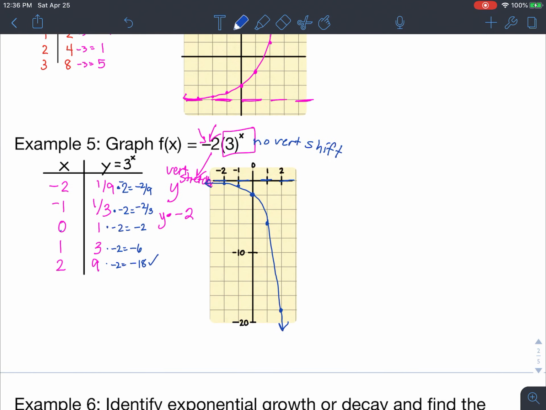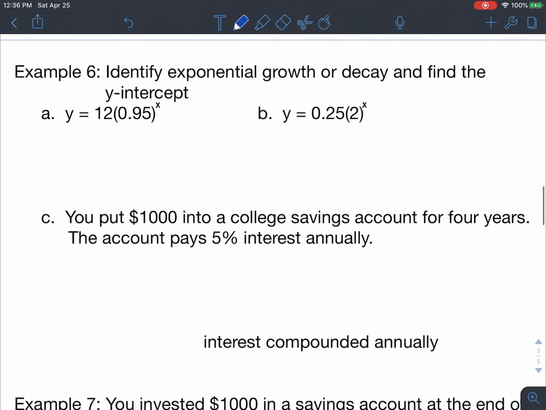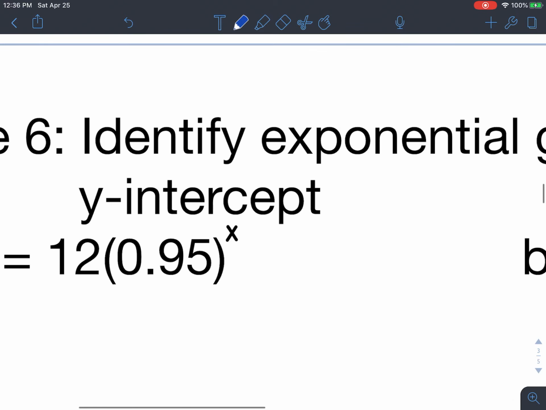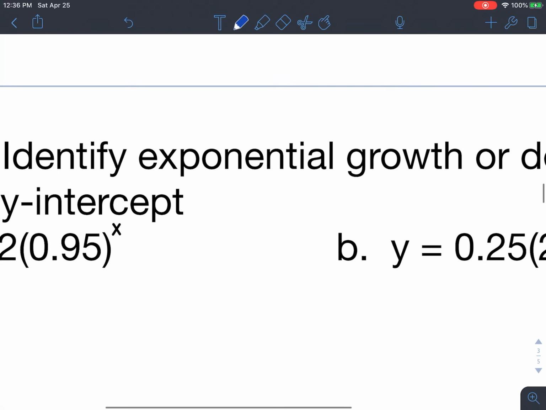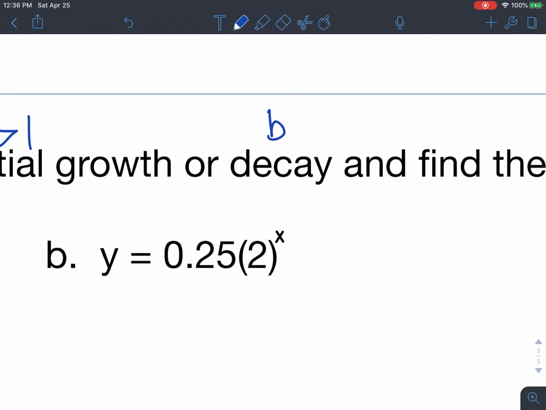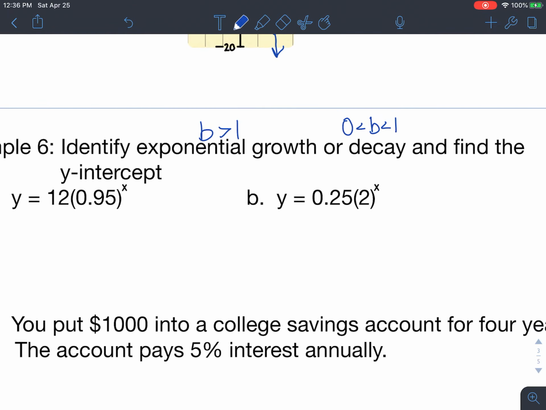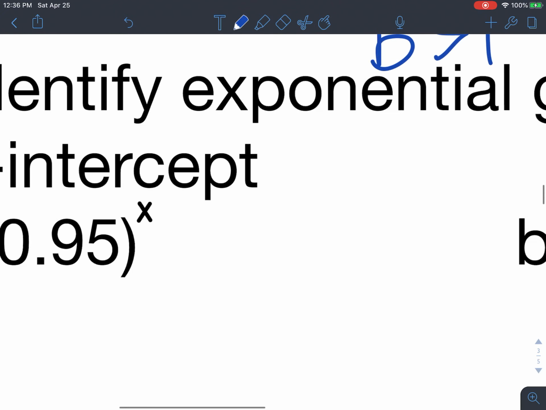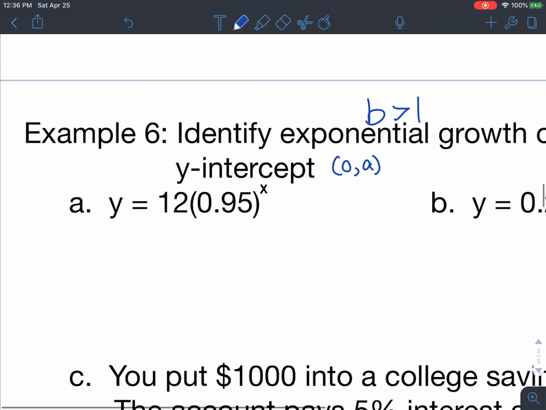So there's an example of an exponential graph that's been reflected over the x-axis. Okay, let's identify exponential growth and decay. As we talked about up top, if b is greater than 1, we'll have exponential growth. And if b is between 1 and 0, basically a positive fraction, then it will be decay. And also to find the y-intercept. Remember, the y-intercept is 0, comma a.